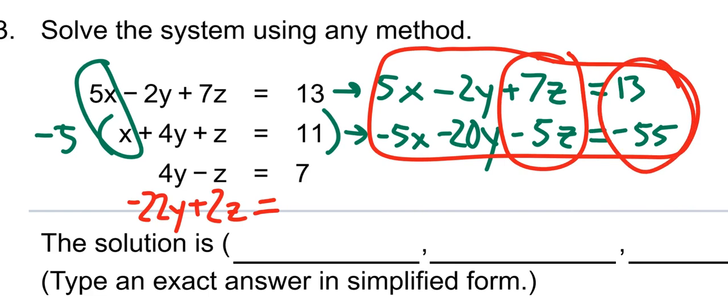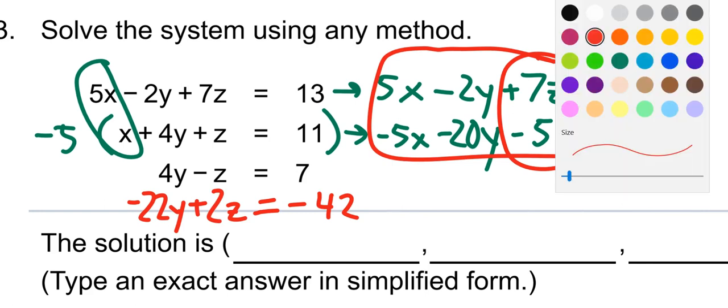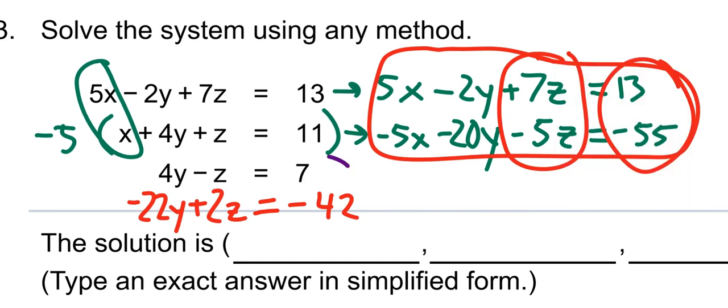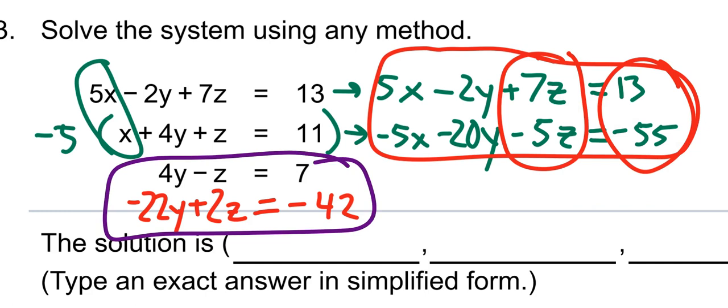13 minus 55. 13, take away 55. It's got to be a negative number. -42. Okay, folks, you're going to be focusing your attention on the two equations that are now highlighted in the purple box.